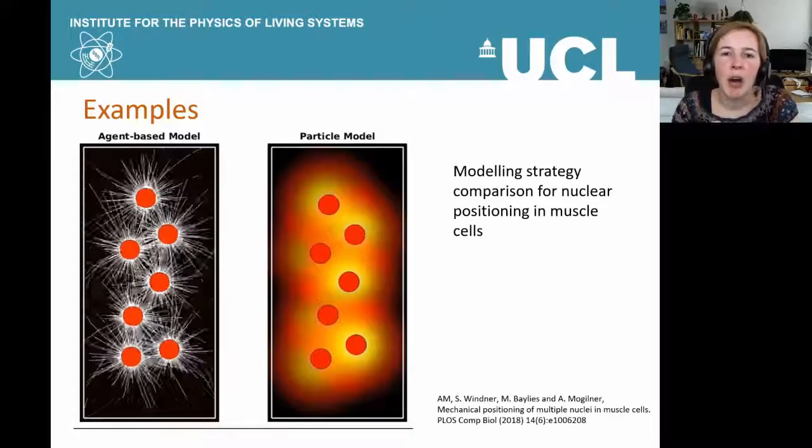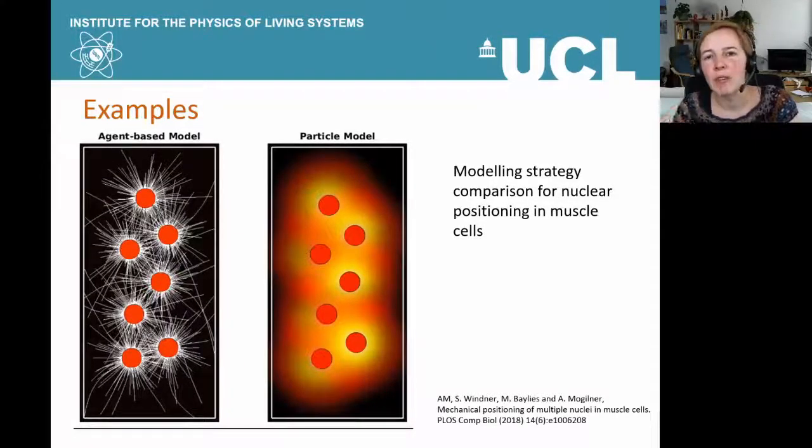So we see how the microstructure leads to an averaged macroscopic behavior that also helps us understand the main features of the positioning. In that case, that you have typical spacing between nuclei and typical patterns that can be used, for example, to diagnose certain muscle diseases.